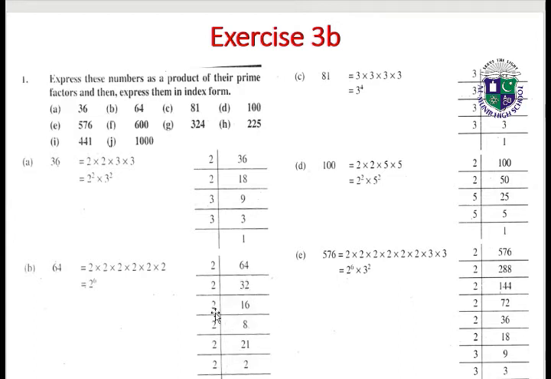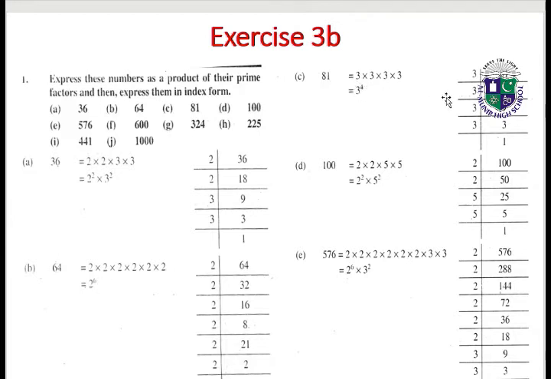Part B, 64. 2 3s are 6, 2 2s are 4, 2 1s are 2, 1 carry, 2 6s are 12, 2 8s are 16, 2 4s are 8, 2 2s are 4, 2 1s are 2. 2 multiplied by 2, multiplied by 2, multiplied by 2, multiplied by 2, multiplied by 2. 1 2 3 4 5 6, 2 power 6.